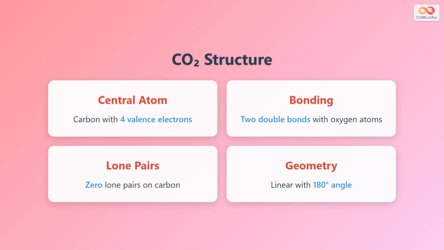Let's examine carbon dioxide more closely. The central carbon atom has 4 valence electrons. It forms 2 double bonds, one with each oxygen atom. Crucially, there are 0 lone pairs of electrons on the carbon atom. This combination of 2 bonding regions and no lone pairs results in the linear geometry with a bond angle of 180 degrees.